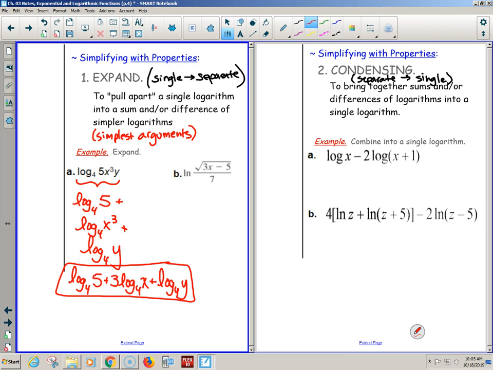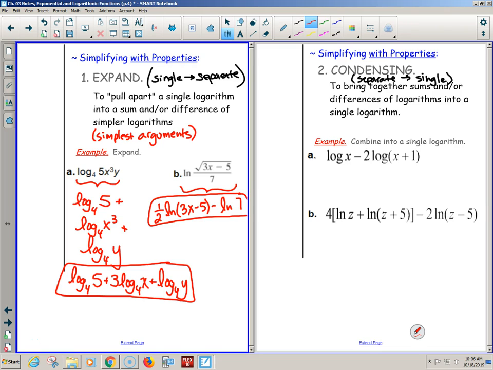But how about letter B? What property? You gotta subtract it. Subtraction, because I have a quotient property. But can you guys see why I'm going to go straight to the answer of 1/2 ln of 3x minus 5 minus ln of 7? Yeah, because the square root is a 1/2 power. So I can change the square root to a 1/2 power, bring it down, and division inside a single means subtraction of the separates.